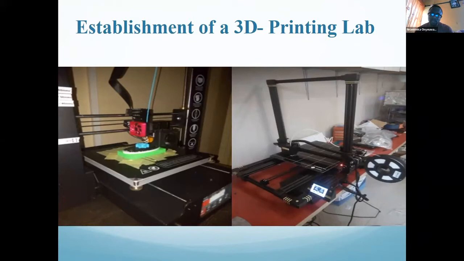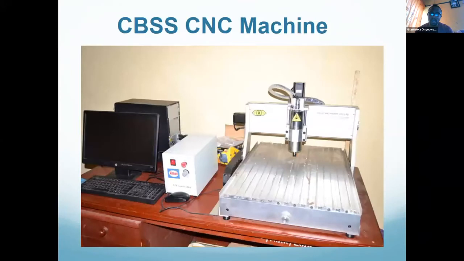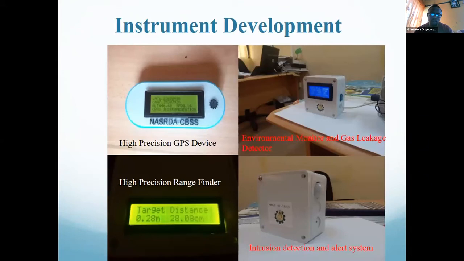Now we established a 3D printing lab with a laser cutting machine and a CNC machine for etching, for us to develop equipment that we need and also for the need of the general public. Using this equipment, we are able to design our own high precision GPS receivers, environmental monitors and gas leakage detectors. We also have an intrusion alert system and a high precision range finder.